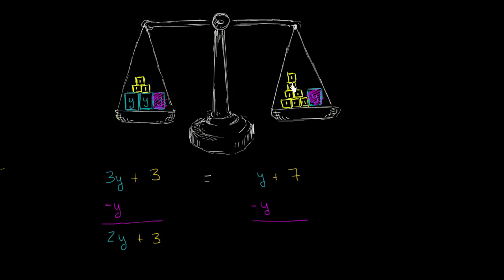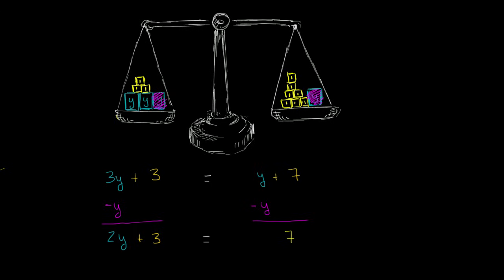And we see it visually right over here. But I still have 7 of the yellow blocks. And since I took away the exact same mass from both sides, the scale is still going to be balanced. It was balanced before. I took away the same thing from both sides. And so the scale is still balanced. So this is going to be equal to that.